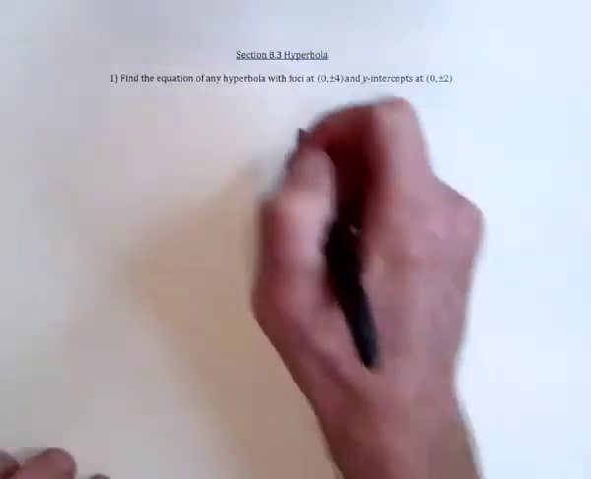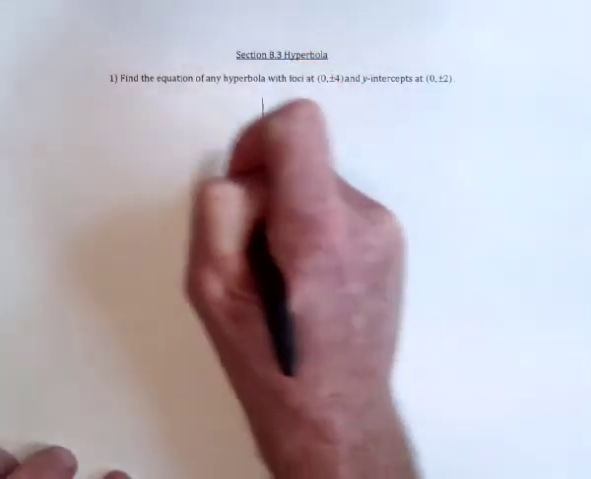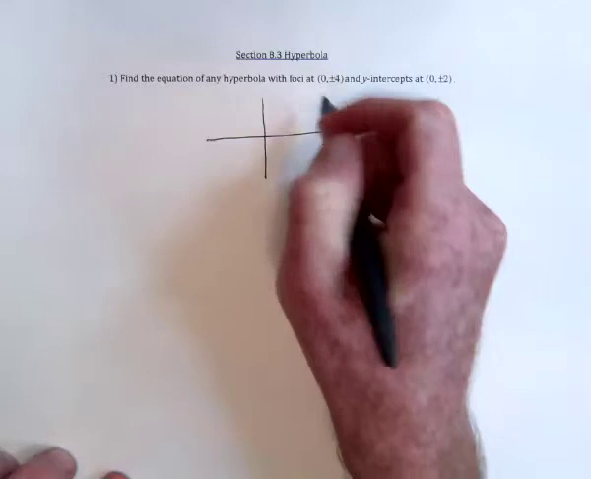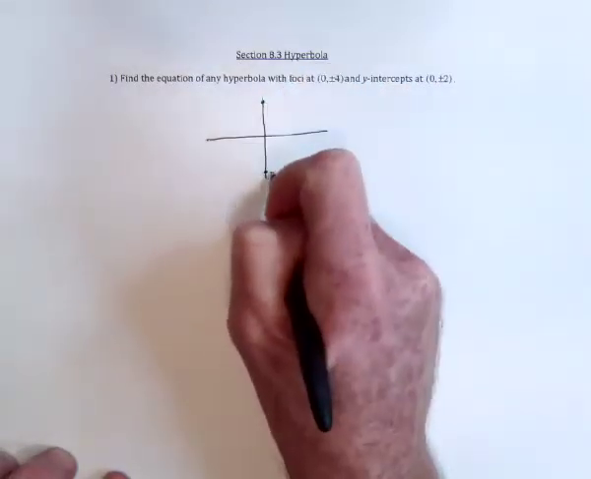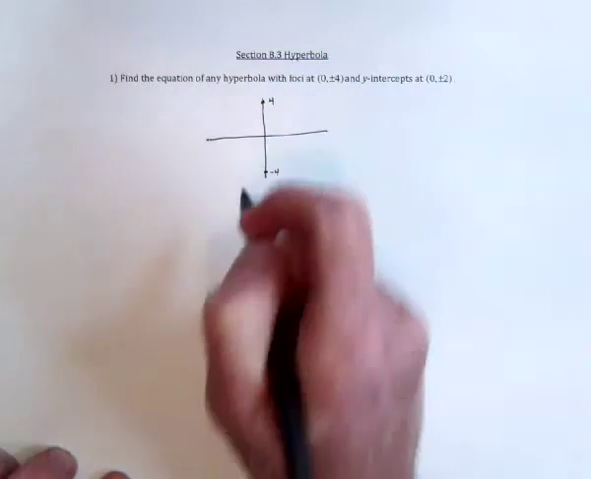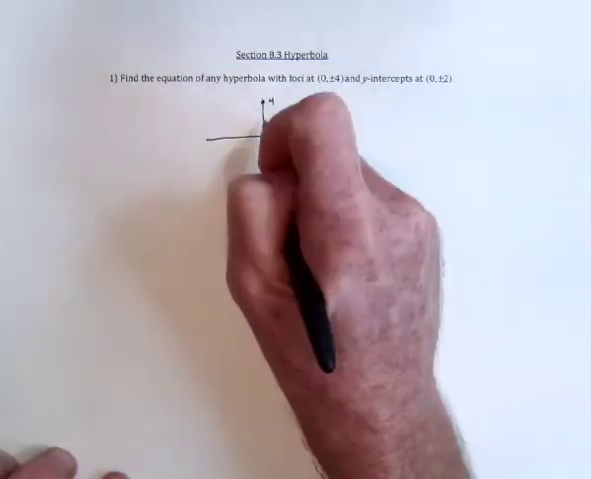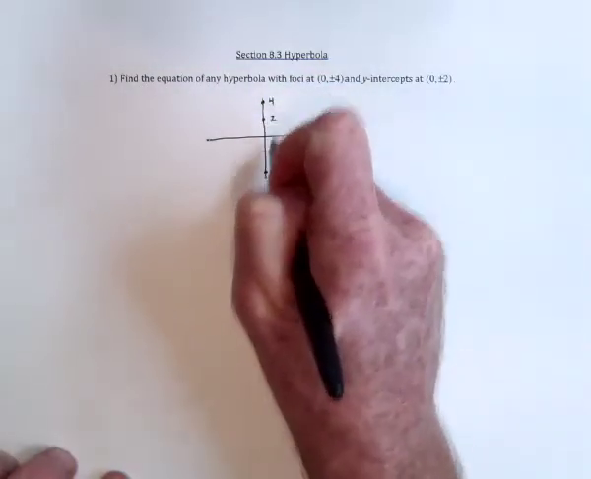The first thing to do is sketch a graph and see what's going on here. So there's focus points at (0, 4) and (0, -4). And then y-intercepts at ±2.